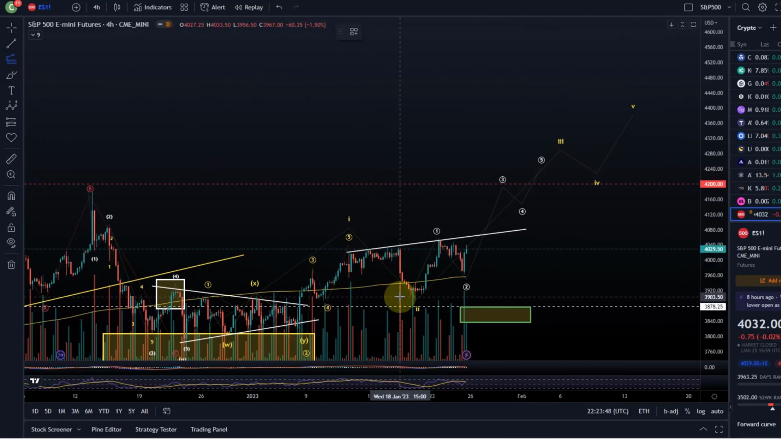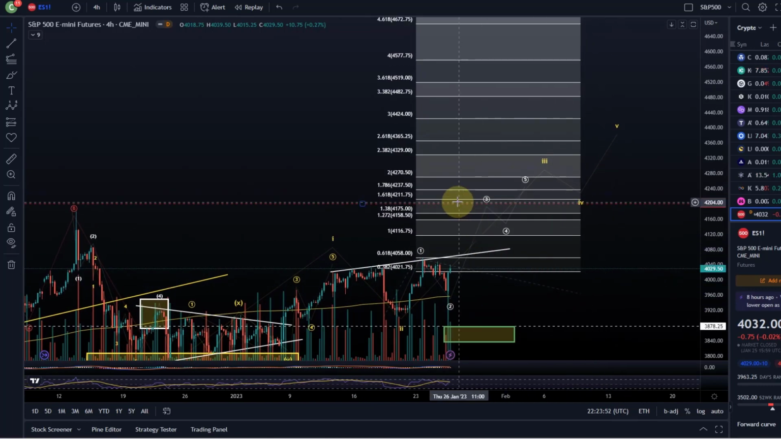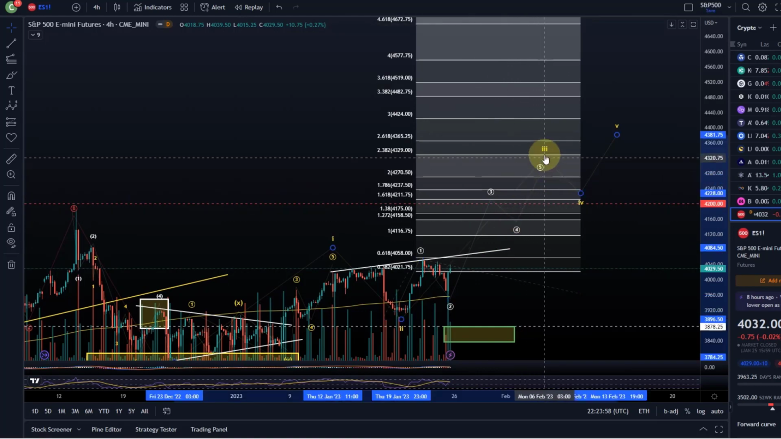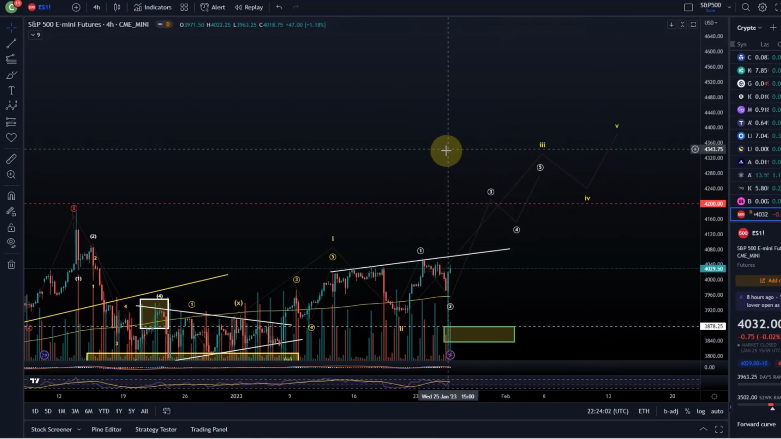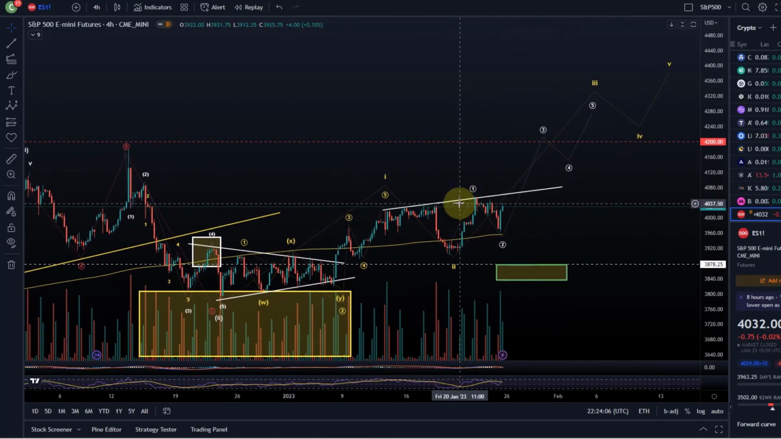And the target for the third wave would be the 1.618 extension, and then we're talking about 4,211. Then we should get a 4 down and a 5 up, and that should finish off this wave 3. So that will be interesting if it's following that.